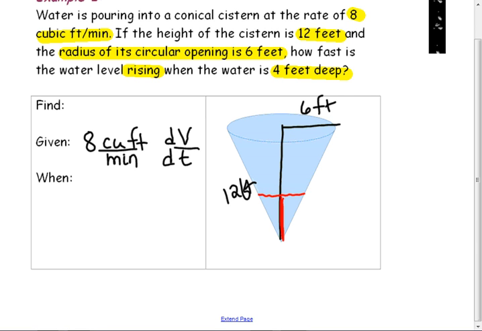Now I need a relationship with volume of a cone. Do you guys know what that formula is? Not 4/3, as you think of sphere. 1/3 pi r squared times h.